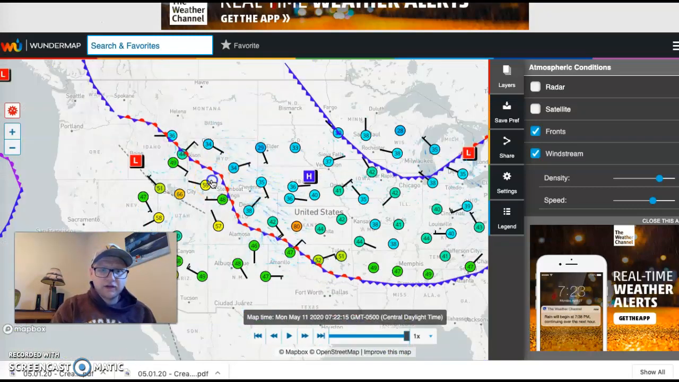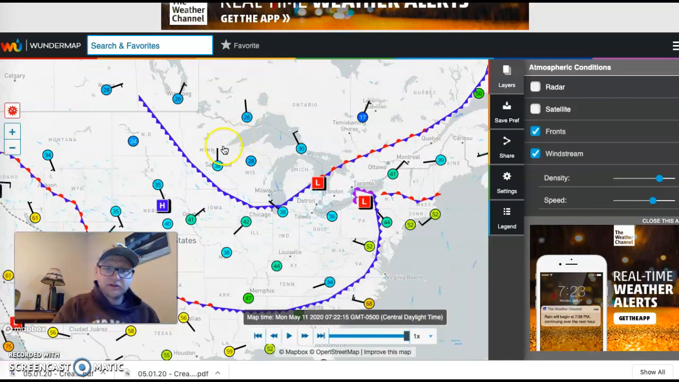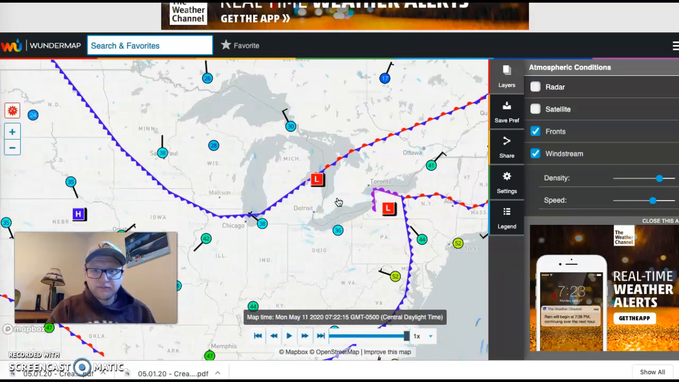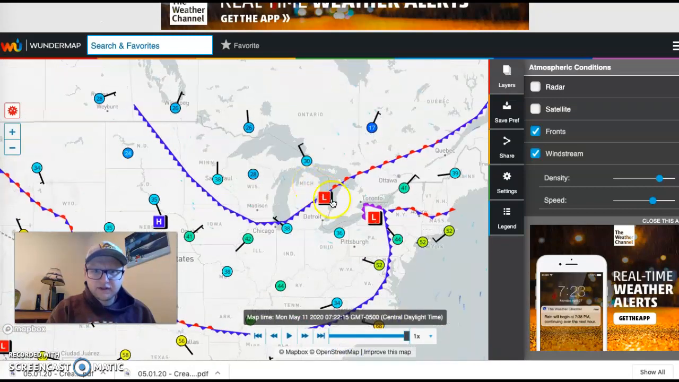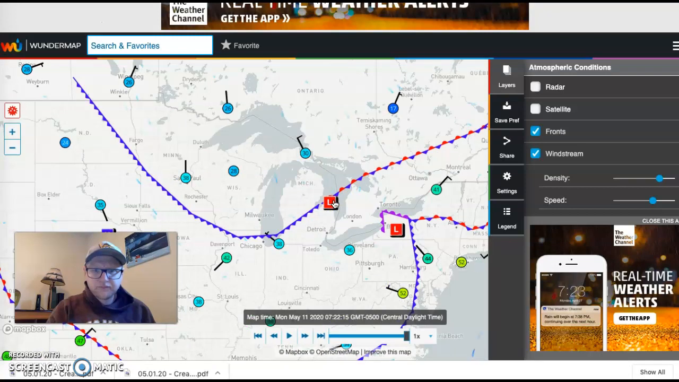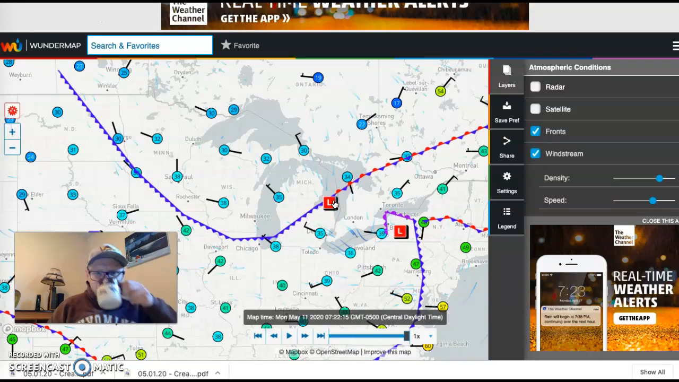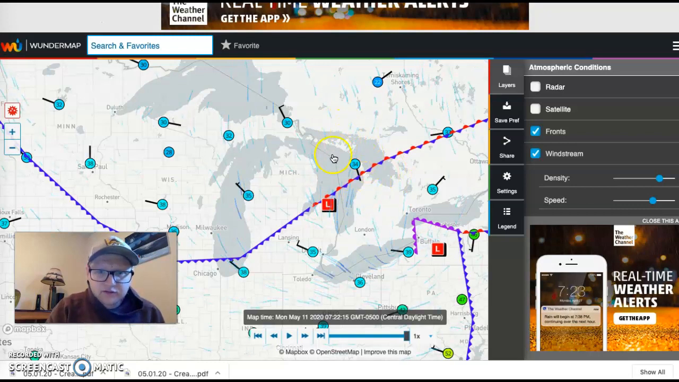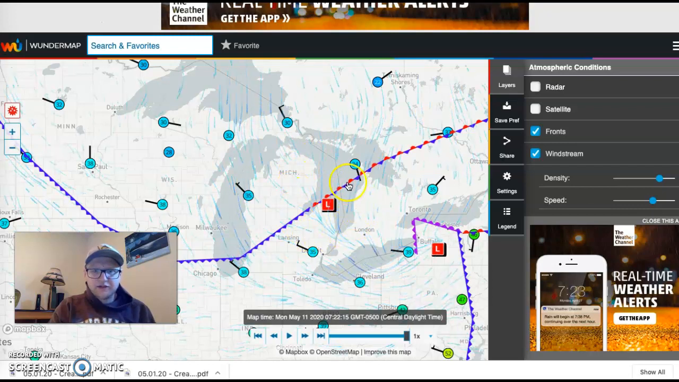Now let's go over here and look at a low. This low over here looks really cool. It's actually pulling this cold air into Minnesota this morning. Let's see here. So as you can see, we have some kind of crazy stuff going on here, but this air is moving towards the low and actually spinning around it.